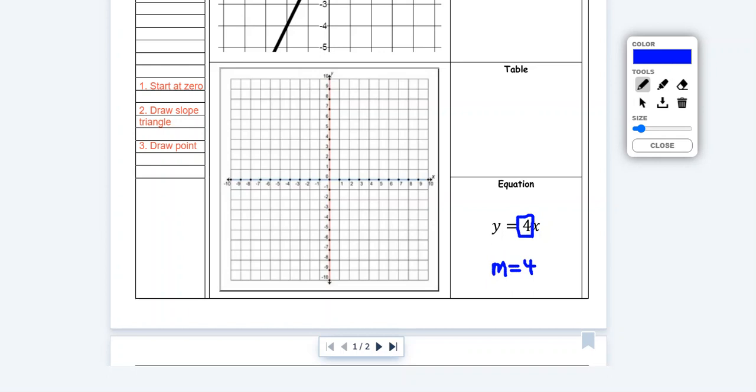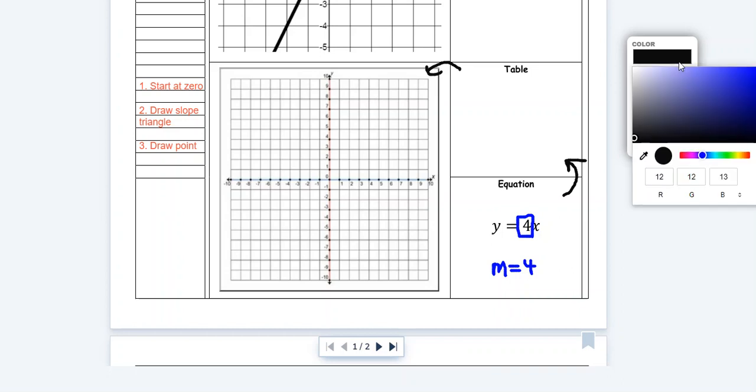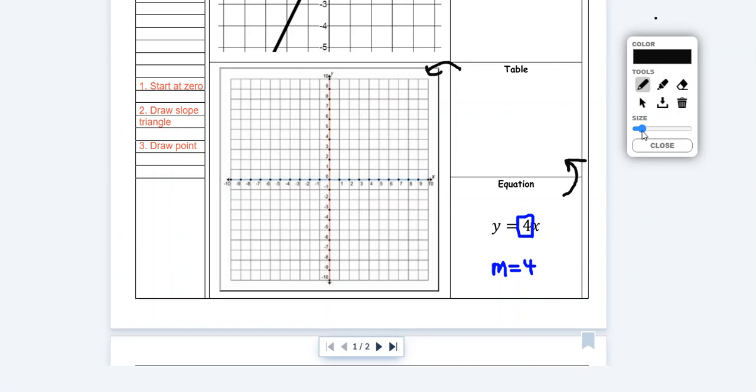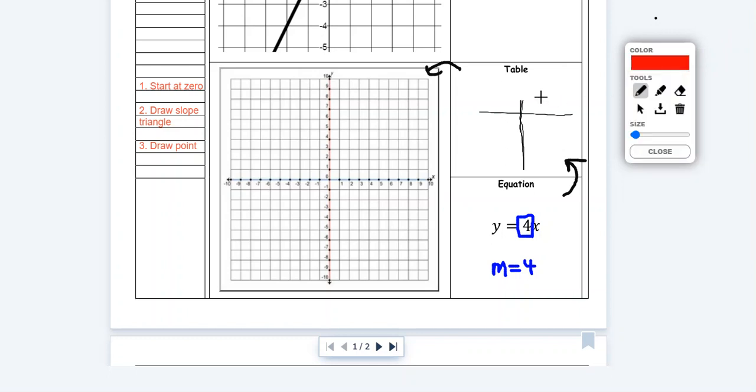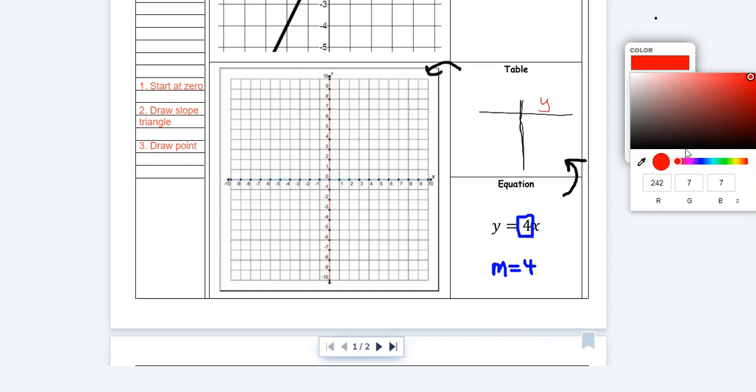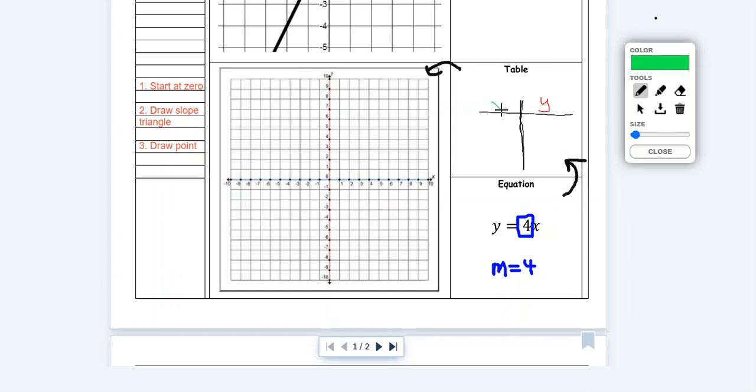Now from here, you're going to want to make a table. And from right there, we can make our graph. So we always go from our equation to our table, and then our table to our graph. Kind of makes a little circle. So I'm going to draw my t-chart. Kind of an ugly t-chart, but you get the idea. Remember that y is going to be our rise and x is going to be our run.